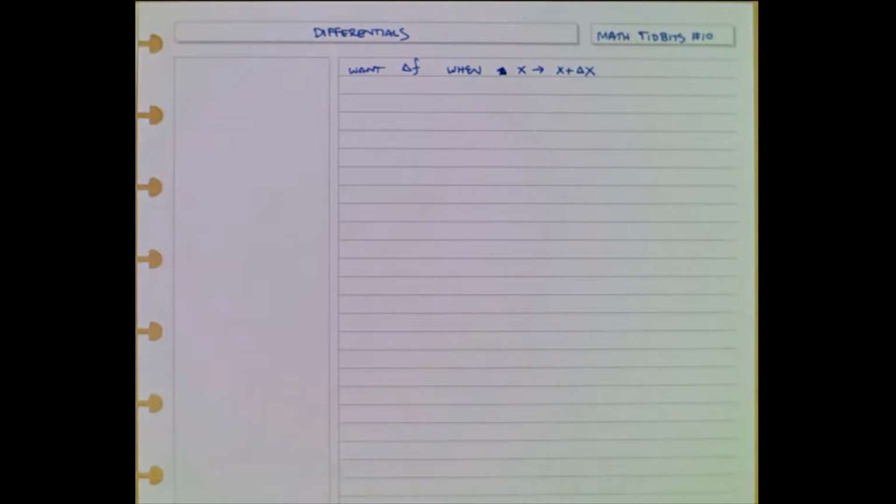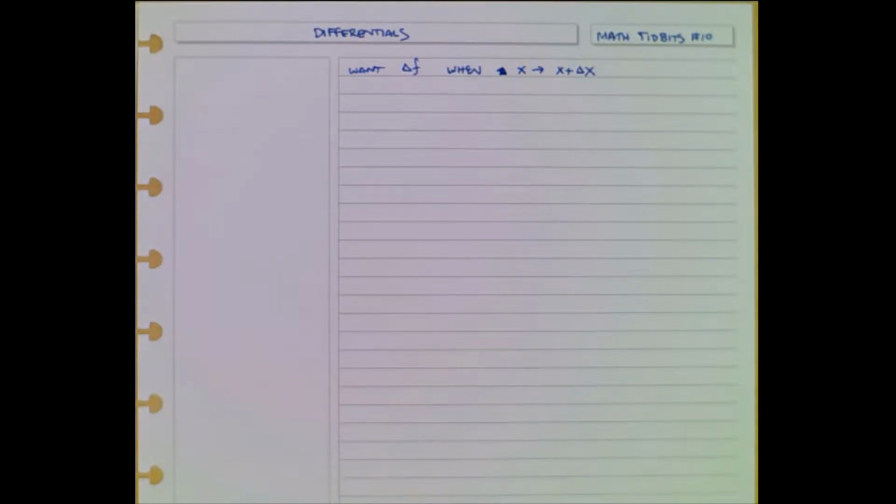Any number of times this comes up. This comes up in error analysis in lab. This comes up in quick estimations of changes in a particular function. Kind of related, actually, to some of what we talked about, like I said, in the approximation video.